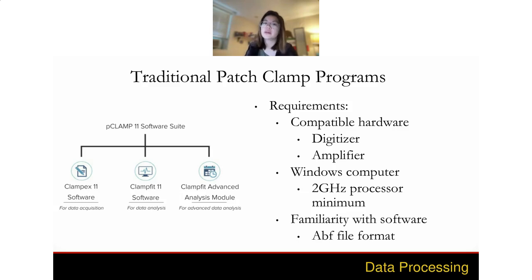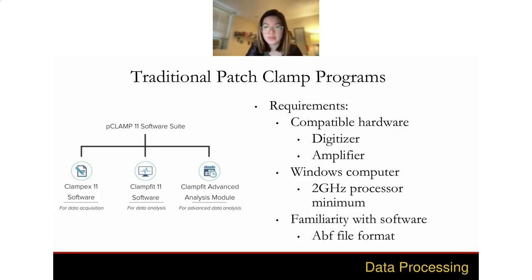So now that I've talked a little bit about the traditional patch clamp programs and how it's generally used, I'll talk a little bit about how it was for us to be gathering data at Neuropracticum and how we were able to quickly analyze that data.